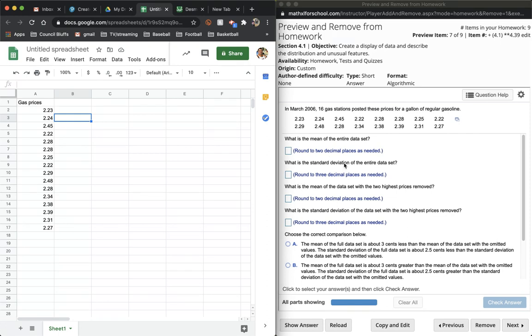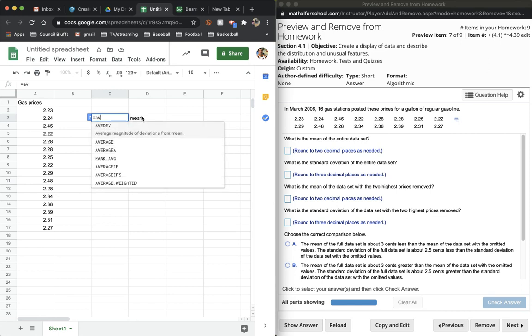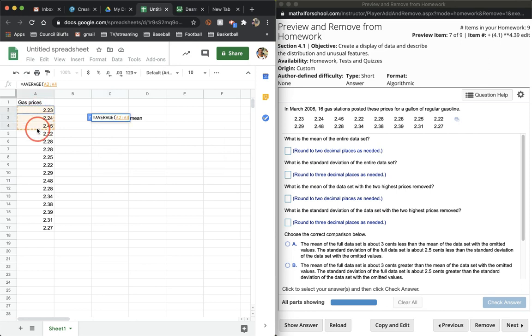Okay. So what is the mean of the entire data set? So we want to find the mean. Remember, on Google Sheets, we type equals average. And after we select that, with our mouse we highlight and drag all of the data here. So equals average, I hit enter, round to 2 decimal places. So the mean is going to be $2.31.